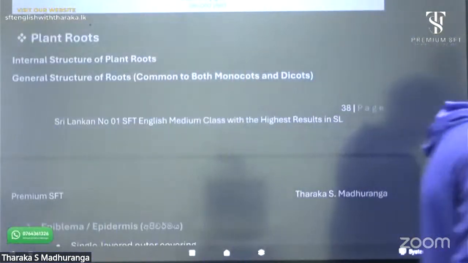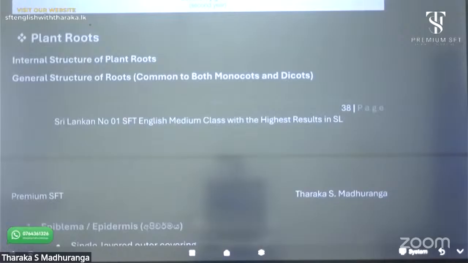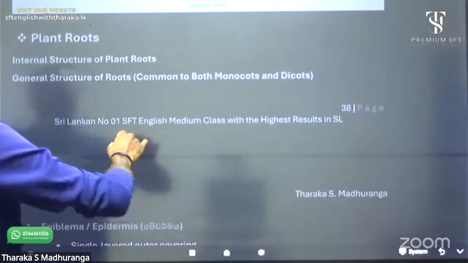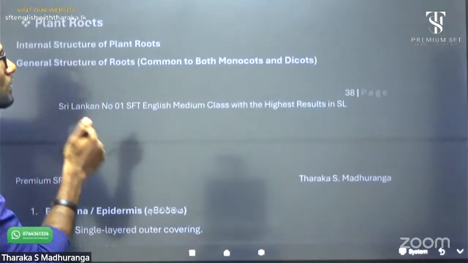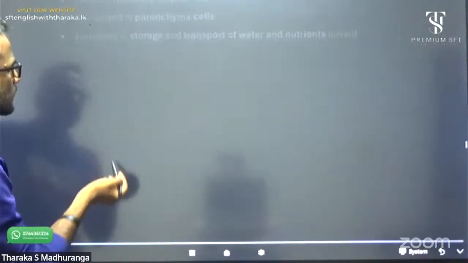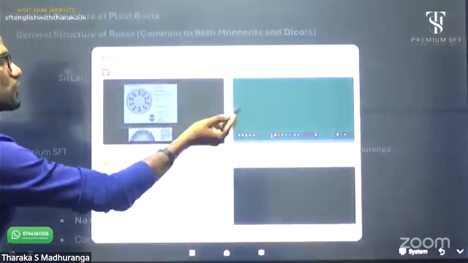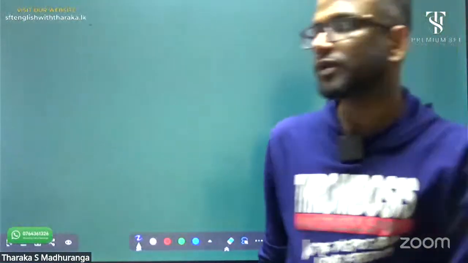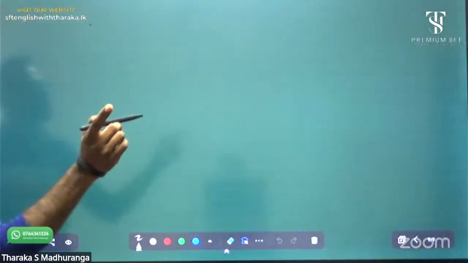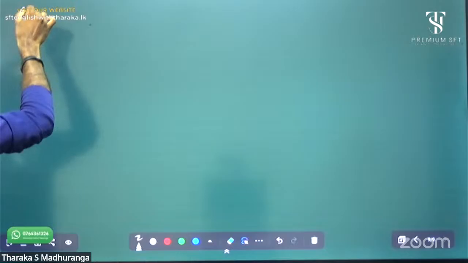Then plant parts are completed. In the evening we can start tissue culture and forest. Now, plant root. It is simple. The diagrams are not given for plant root, you have to draw them. Plant roots are mainly two types: dicotyledon plant root and monocot plant root. Write down the dicot plant root and the monocot plant root.